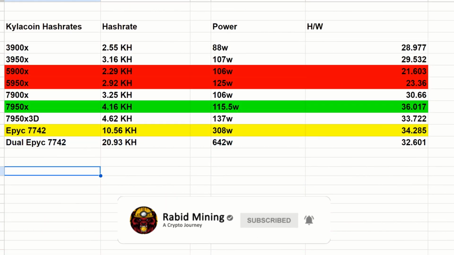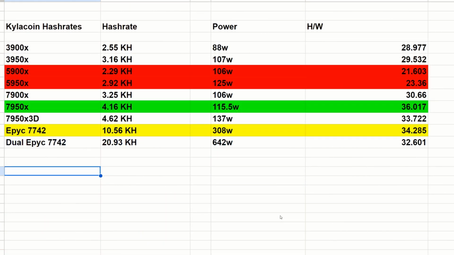All right, so it took a little bit of time, but we have some results. Are you guys ready for this? And they are actually quite interesting. So coming into the hash rates here, we have the 3900X, 2.55 kilohash at 88 watts at the wall. That is your full complete system for everything. That is a hash to watt ratio of 28.977 hashes per watt of power used. So if you times this by the amount of power, you will equal this amount of hash rate.